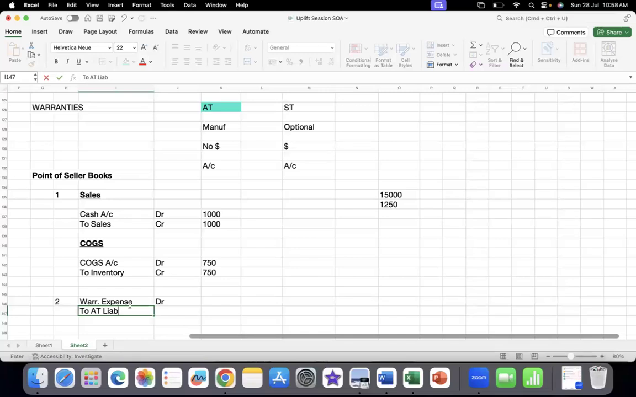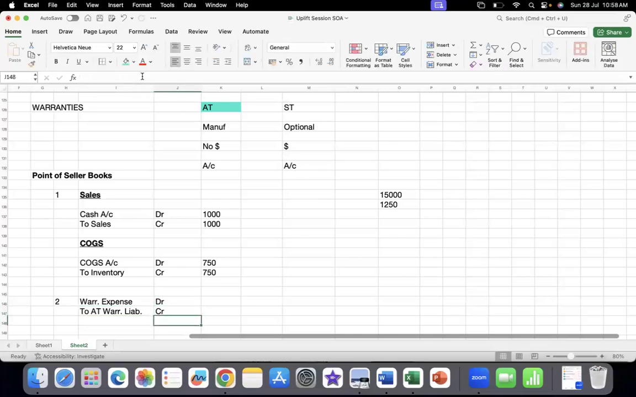It's not like you can only put it as warranty payable. No, it has to be specific. It has to be assurance type warranty. Assurance type warranty liability account credit. So what you did, you booked an expense.